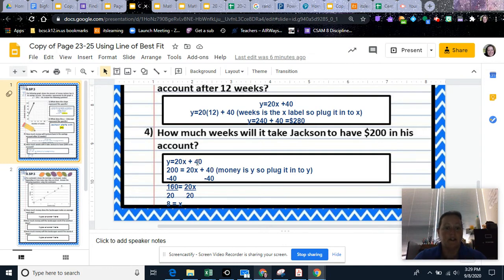The first step is to move this 40 to the other side. You can't just erase it, so you have to do a math operation. Since it's a positive 40, you subtract 40 from both sides. Subtract 40 here, subtract it over here. That leaves 160 on the left, and I'm left with the 20x on the right. Now I have 160 equals 20 times x. The opposite of times is divide, so I divide both sides by 20, and I get x equals 8. That means in 8 weeks, he would have $200.